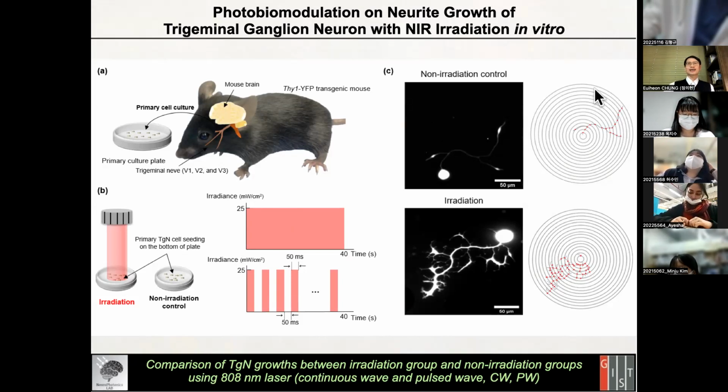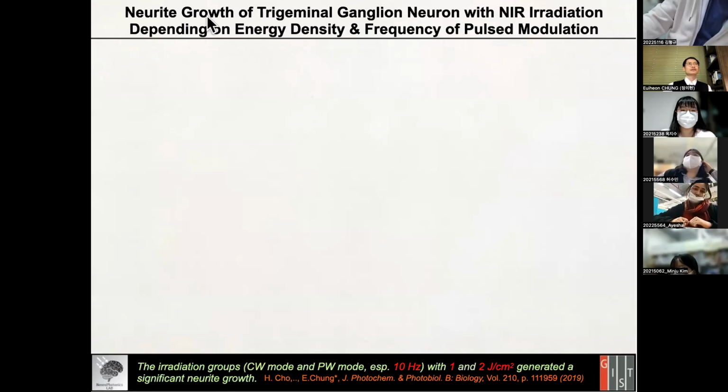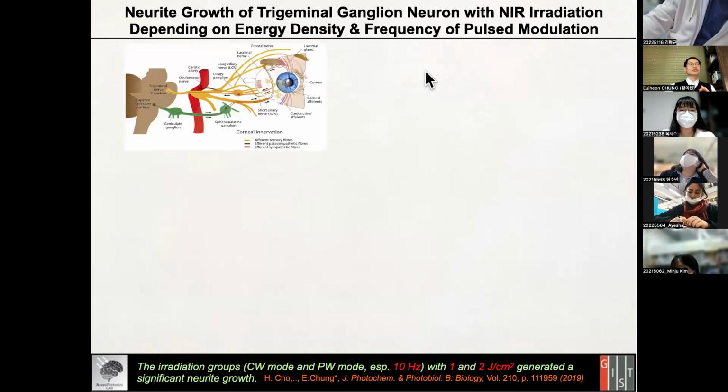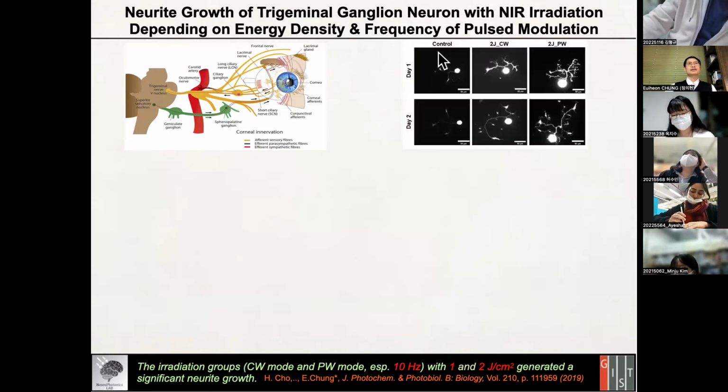How to analyze this quantitatively? There's a known tool called Sholl analysis. We want to see how much of a length range they cover and how many branches. This analysis allows us to quantitatively compare the neurite growth of trigeminal ganglion neurons depending on energy density and frequency. For photobiomodulation, we were interested in which frequency is optimal. This is the anatomy of the corneal nerve, the trigeminal nerve. We actually took this out to create 1 day and 2 day groups with a control, 2 joule of continuous and 2 joule of pulsed wave.